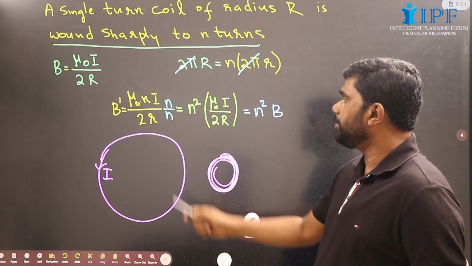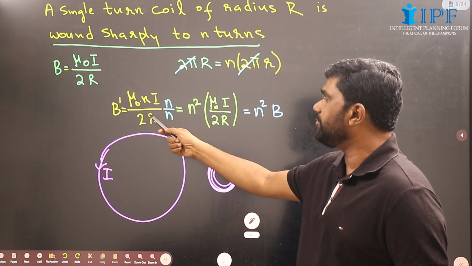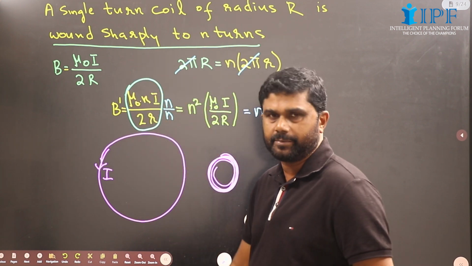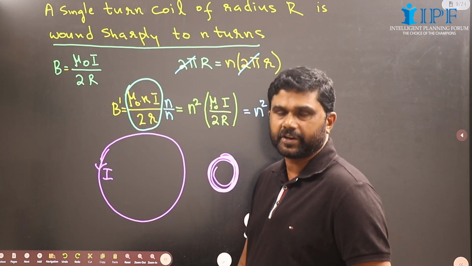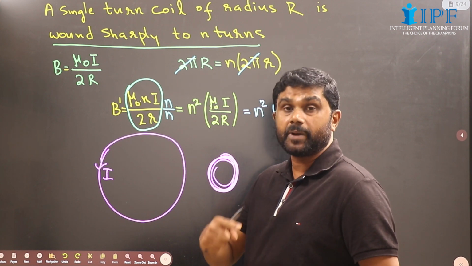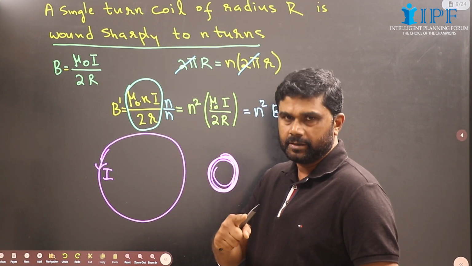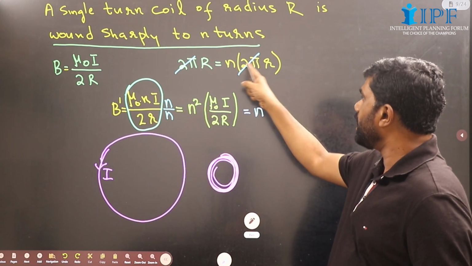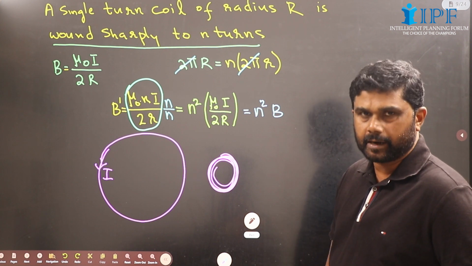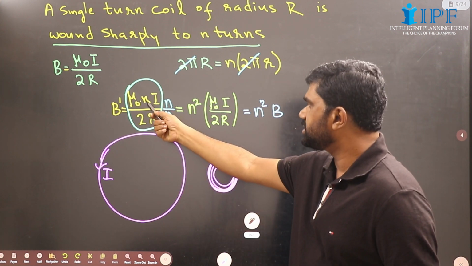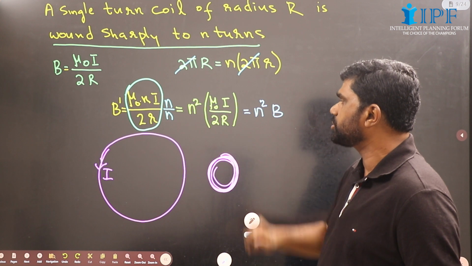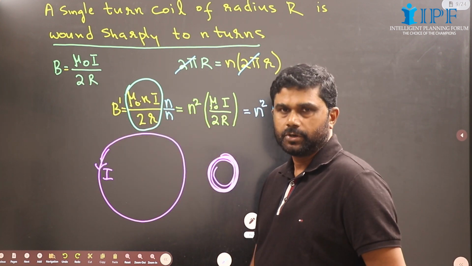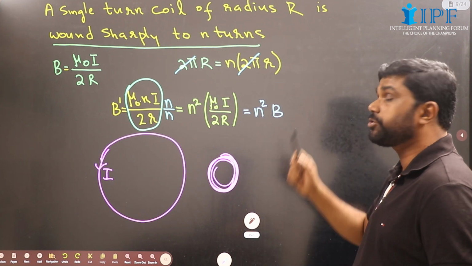Okay, that will be mu 0 Ni divided by 2R. That is B dash that we have to find out. Let me multiply both the numerator and denominator by n. So in the denominator we will get 2 small r small n, and small r small n we can replace by capital R. In the numerator there is n and one more n, so it will become n square, and n square mu 0 I divided by 2r is equal to B. So we will get B dash equal to n square B.